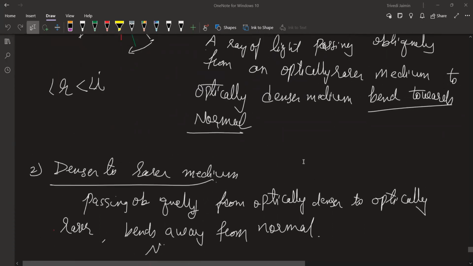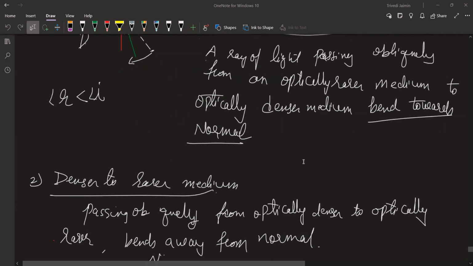When it moves from denser to rarer, what will happen? Speed increases, yes. It moves away from the normal.